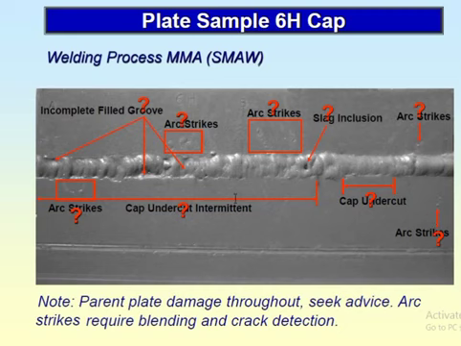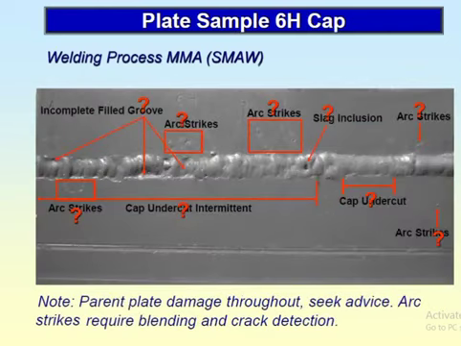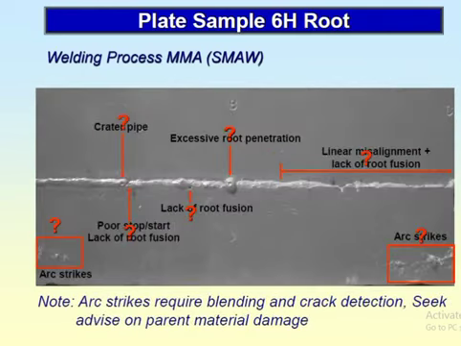Same here, cap undercut, cap under intermittent, arc strike. So this is the root. This is 6H the cap and 6H the root. You can see here the same type of defect is there. In the previous, arc strike, lack of root fusion, crater, excess linear misalignment, lack of root fusion.